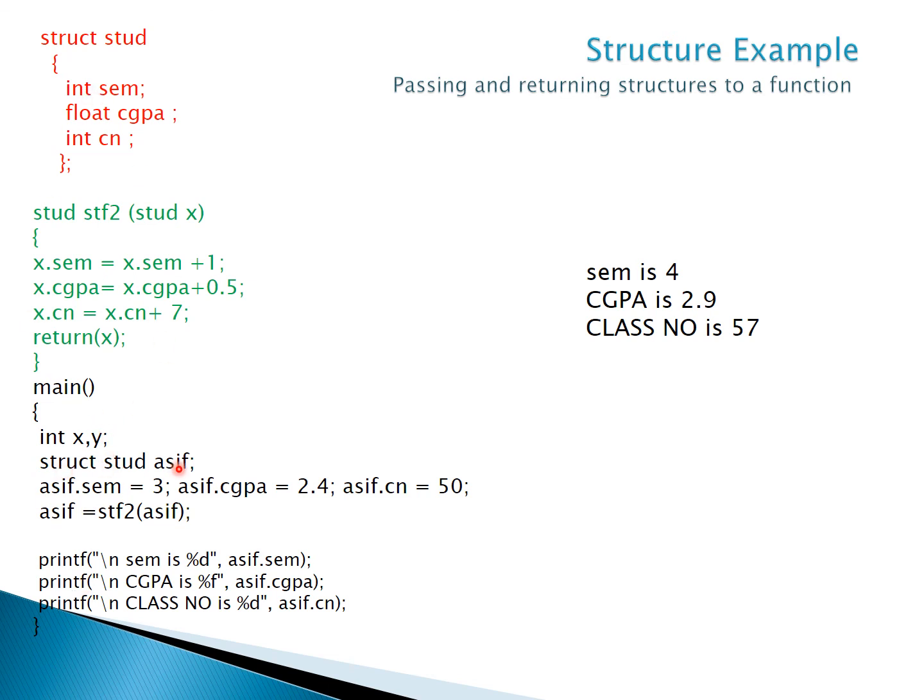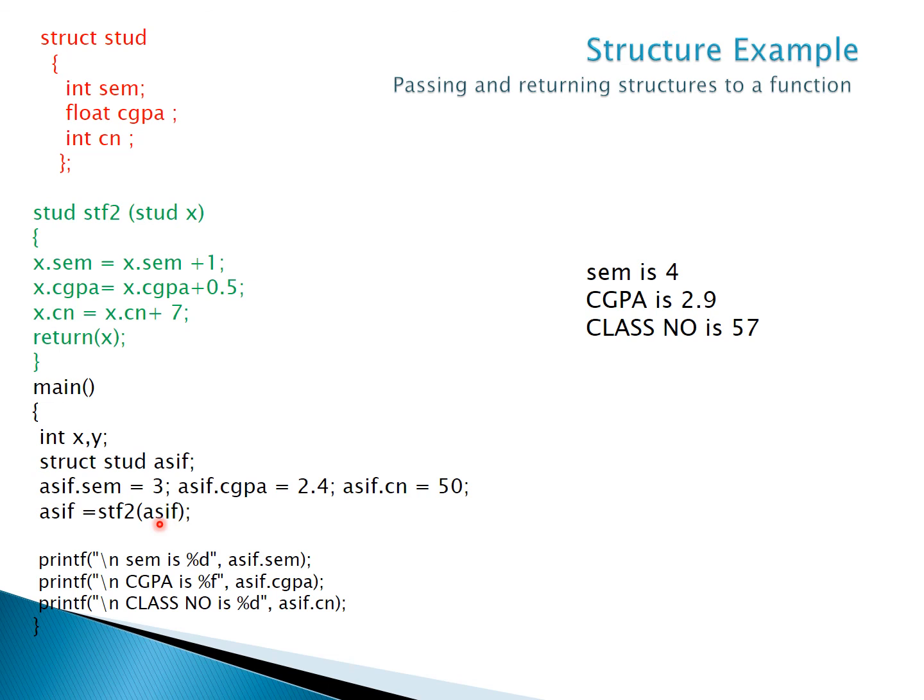We have the same structure variable name, asif, same values. 3 will be assigned to the semester number, 2.4 will be assigned to the CGPA member of the asif structure, and 50 will be assigned to the class number member of the asif structure. Then we are sending this asif structure to the function stf2, and whatever that function returns will be stored in asif. And we know that asif is a structure, so this function will return a structure variable, and yes, this is the type of those structures.